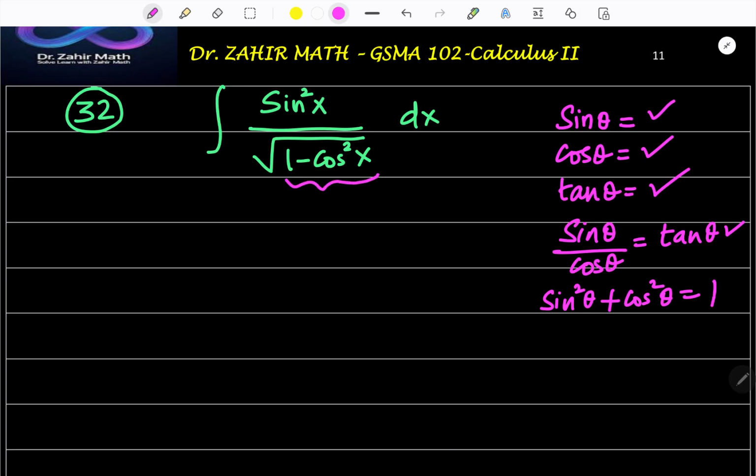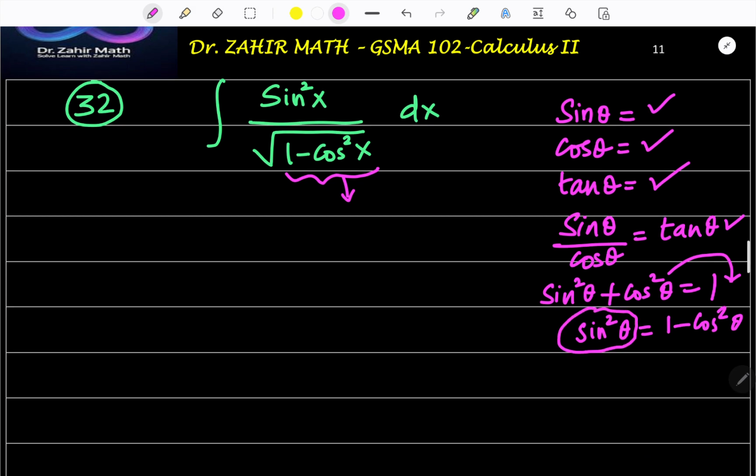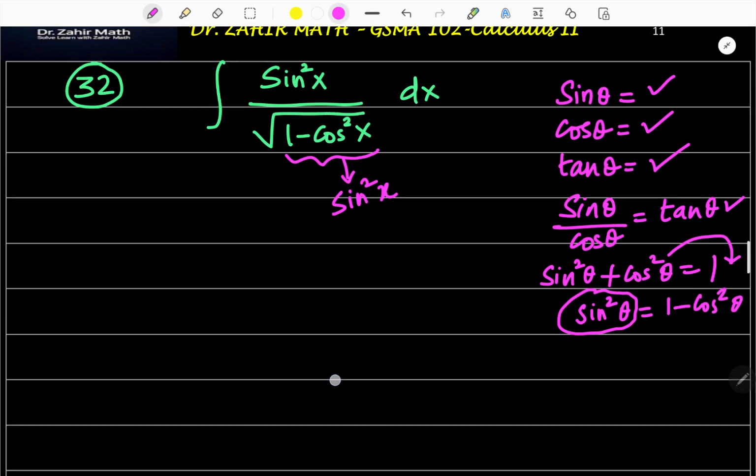Now look at here. There is 1 minus cosine square. So I can bring this one. So sine square theta is what? 1 minus cosine square theta. So what I'm going to do, this one, 1 minus cosine square theta is what? Sine square theta. Okay, here x, the theta, no problem.